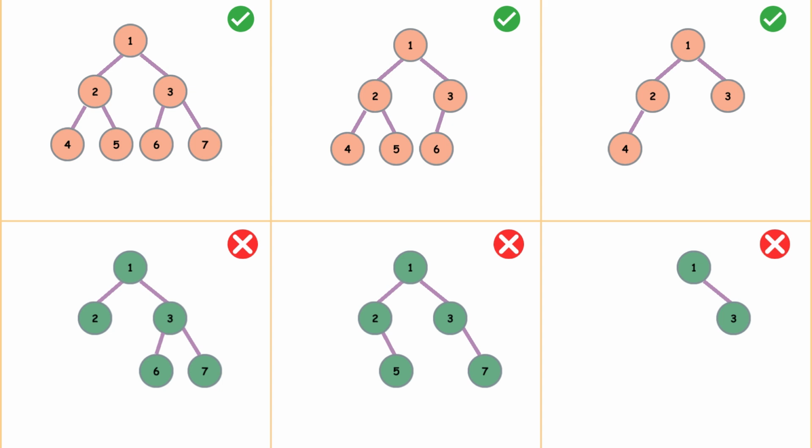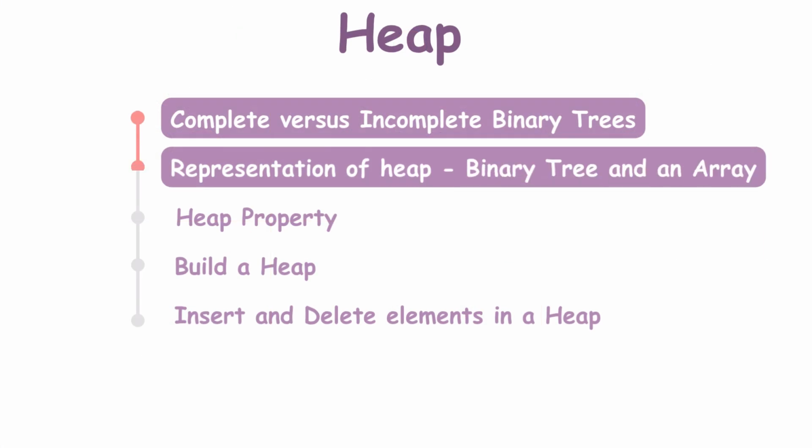And why is this concept of complete versus incomplete important? This concept matters because heaps are logically stored as arrays, but conceptually viewed as binary trees. Having a complete, predictable structure makes parent-child relationships easy to compute using simple math. And that leads straight into the next topic, representation of a heap as binary tree and array.